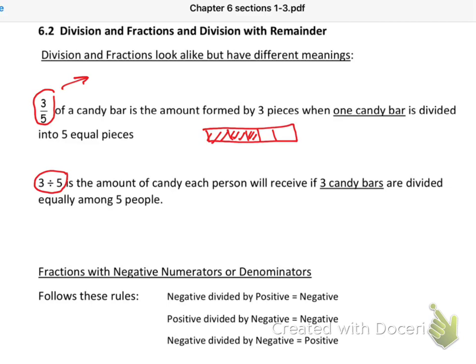That's more candy than what we're talking about when we take 1 bar and I divide that 1 bar into 5 pieces and give you 3 of them. Okay, so think about the difference there. They have different meanings.